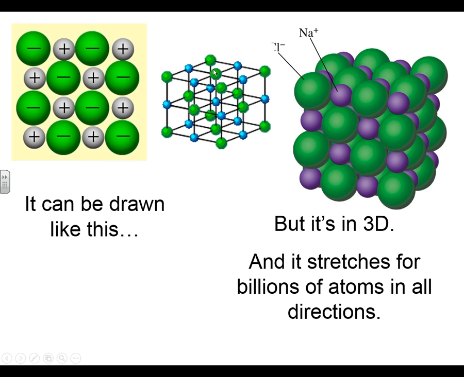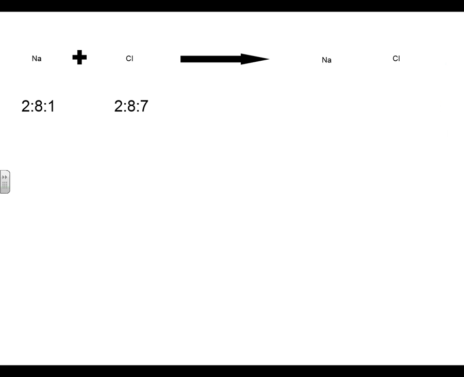Then we've got this one here. This is another way of showing it in a 3-dimensional way, and this is another 3-dimensional way of showing it. They're just different ways of showing exactly the same thing, that you've got lots and lots of positive and negative ions all joined together. Now then, let's do a few examples.